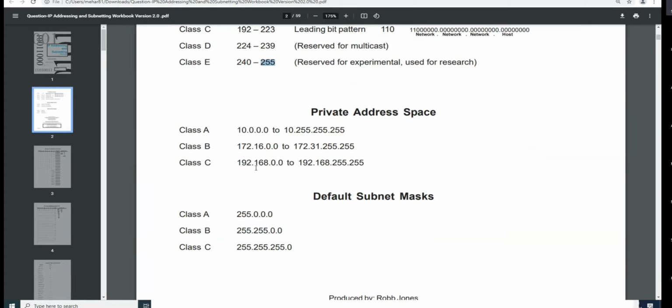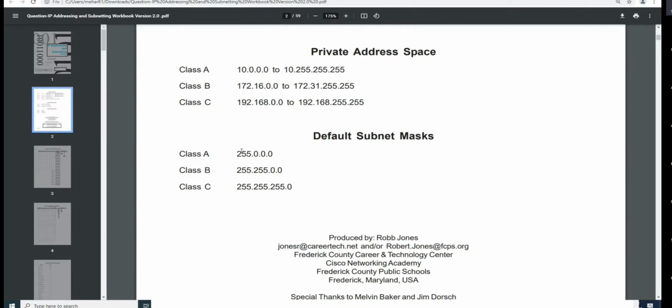Now we have private addresses and public addresses, which I will discuss later on. At least you should know this. Class A private addresses are 10.0.0.0 to 10.255.255.255. It means these private addresses you can use within the LAN. Some addresses they give free of cost, I mean you can use them within the local area network. Just understand this is the class A private address space.